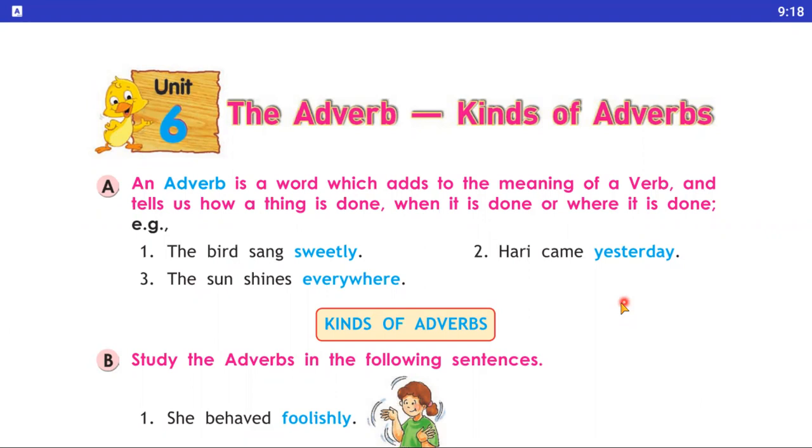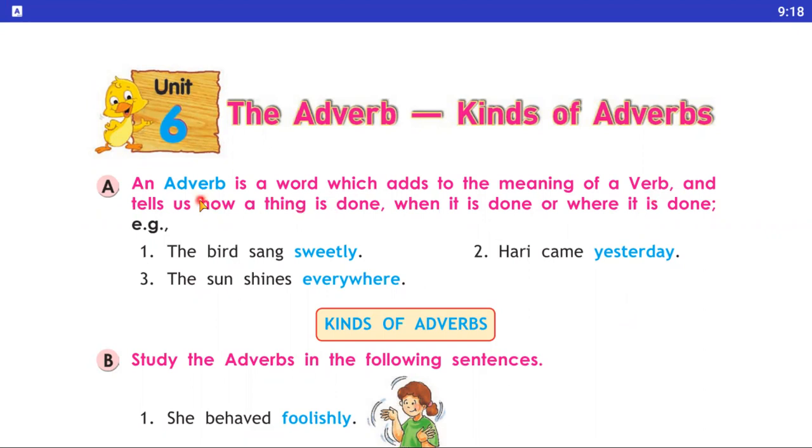Today we are going to discuss a very important topic of English grammar, that is adverb and its kind. So students, what is adverb? Yes, an adverb is a word which adds to the meaning of a verb.